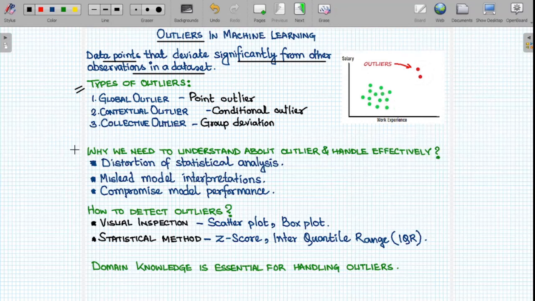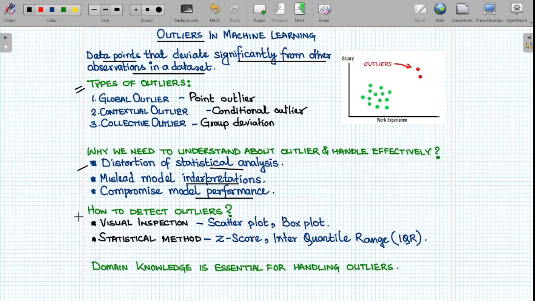Let's understand why we need to understand outliers and why we need to handle them effectively. If we have outliers in our dataset, it might affect our analysis. It can distort our statistical analysis. It can mislead the model interpretation. Furthermore, it compromises the model performance. That is the reason it is very important for us to handle the outliers first before starting any analysis or model training. As a part of the data preprocessing step, we have to handle the outliers effectively.